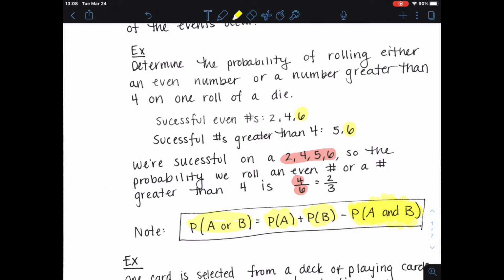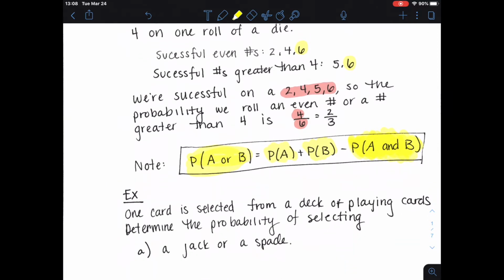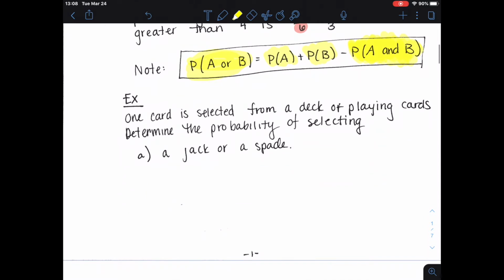Okay? Sometimes it's very difficult when you have a lot of events going on that you can't clearly count every single individual item that's going to happen. But calculating the probability of the two events occurring simultaneously, we might be able to actually do. So let's look at some examples where we'll have to utilize this technique.